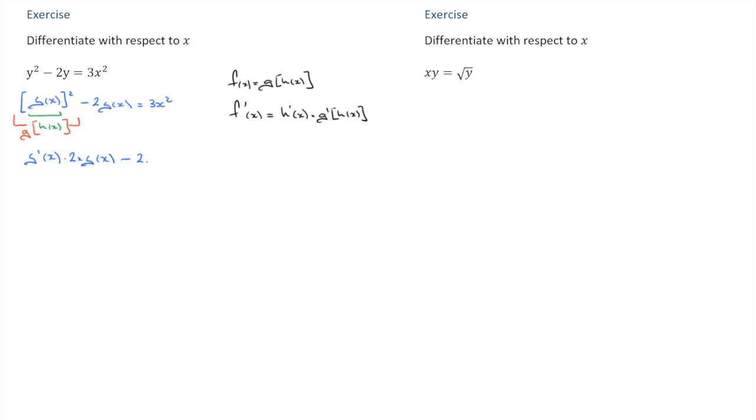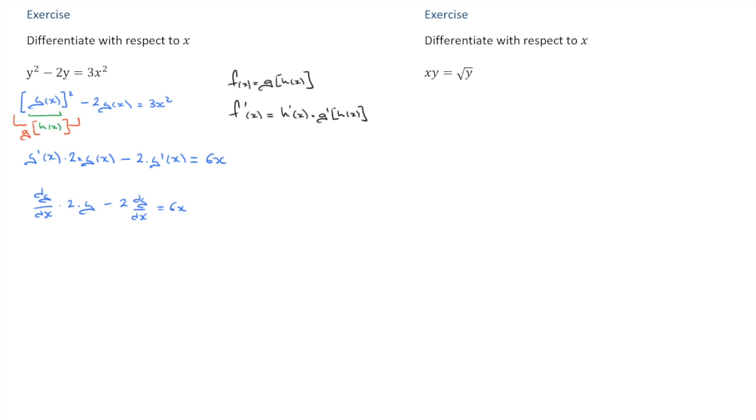Minus 2 times the derivative of y of x, so that's just 2y dash of x, equals the derivative of 3x squared, and that's 6x. And of course we can rewrite this in terms of dy dx, so that would be dy dx times 2 times y minus 2 dy dx equals 6x.